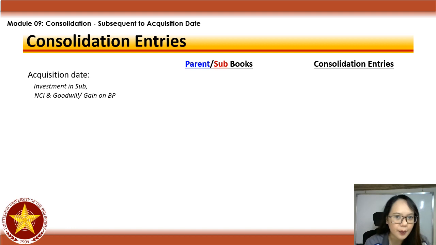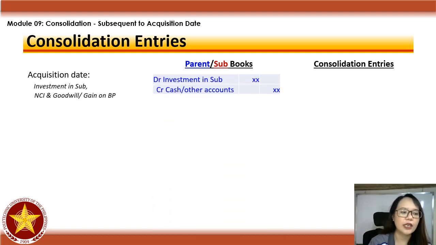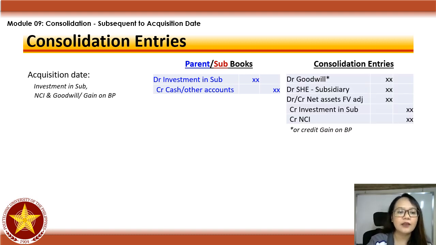Just a recap of what we've discussed before in consolidation as of acquisition date. So, of course, when you acquire a subsidiary, your entry is debit investment in subsidiary, credit cash or other accounts in the books of the parent company. And then for your consolidation entry, debit goodwill, debit the shareholders' equity of subsidiary, debit or credit the net asset fair value adjustments, and then credit investment in subsidiary, credit NCI.